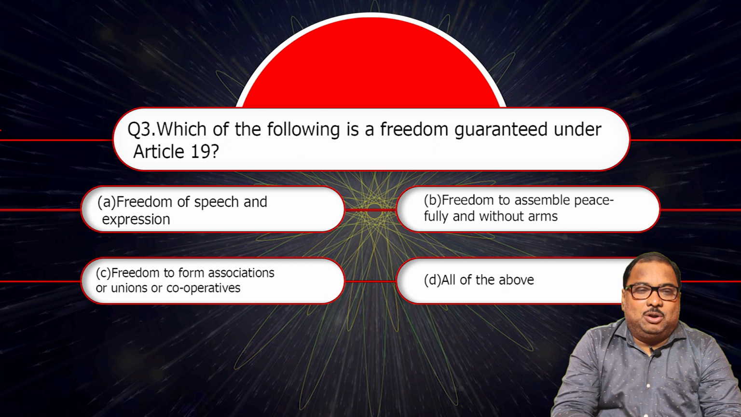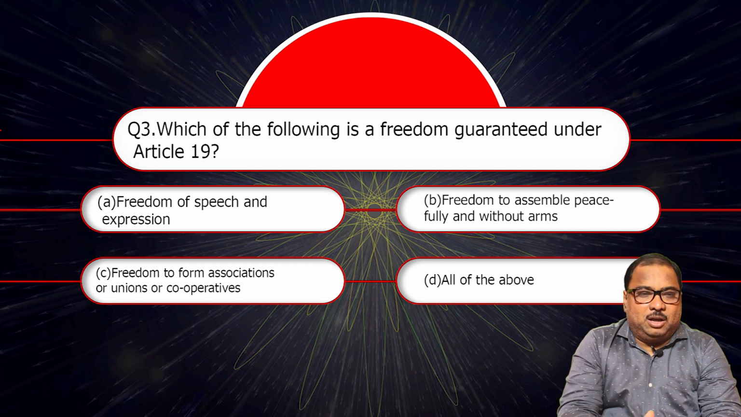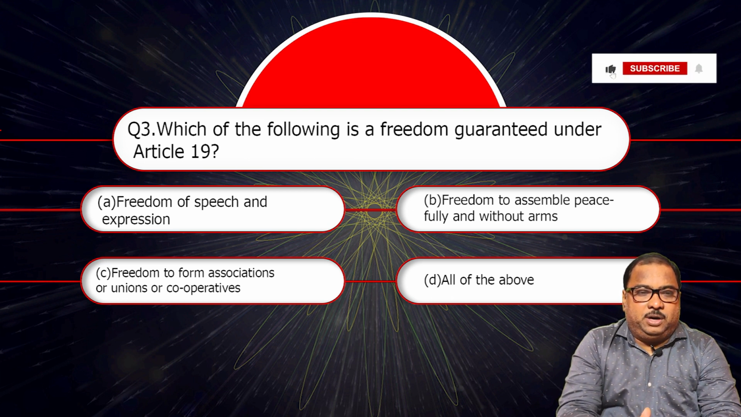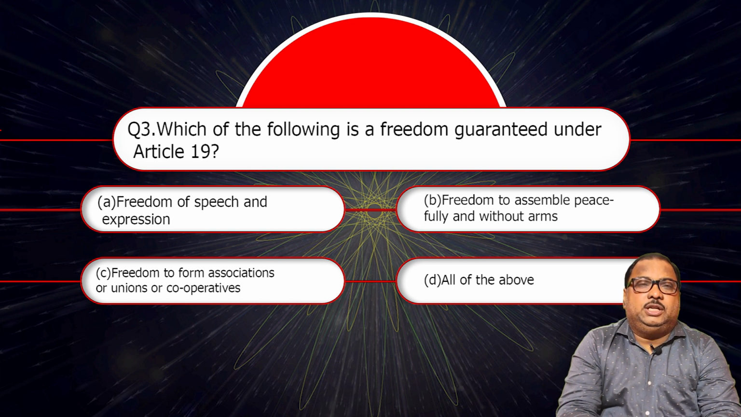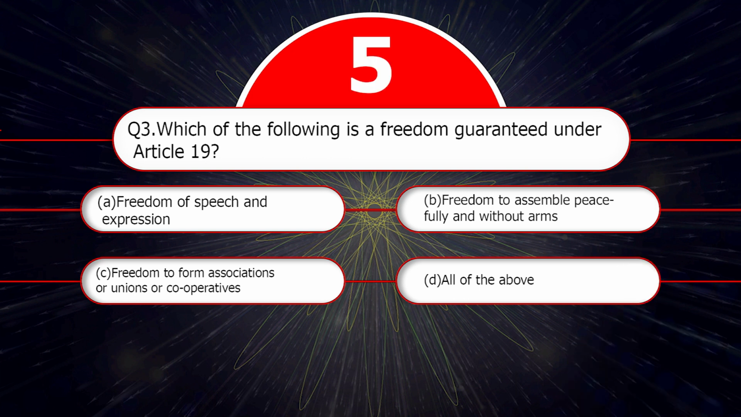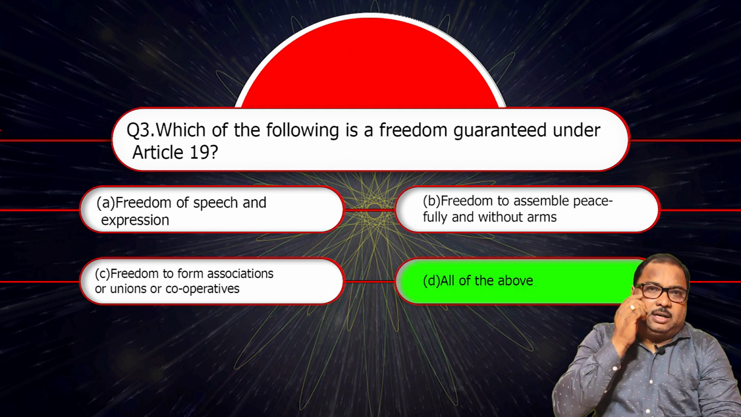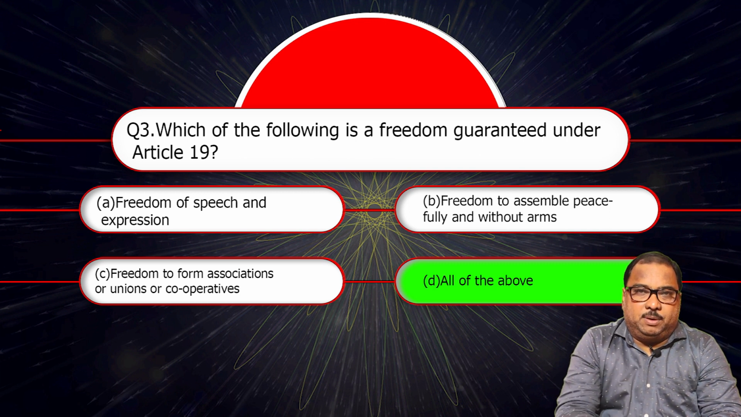Next question. Which of the following is a freedom granted under Article 19? Option A, freedom of speech and expression. Option B, freedom to assemble peacefully and without arms. Option C, freedom to form associations or unions or cooperatives. Option D, all of the above. Your time starts now. And the correct answer is option D, all of the above.